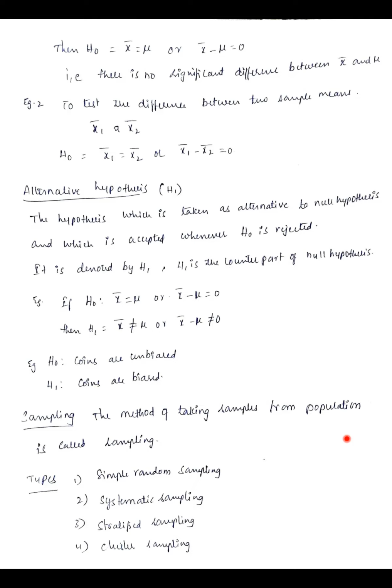Okay, next one is sampling. The method of taking samples from the population is known as sampling. The method we use to collect samples from the population is known as sampling. There are different types of sampling, like simple random sampling, systematic sampling, stratified sampling, and cluster sampling.